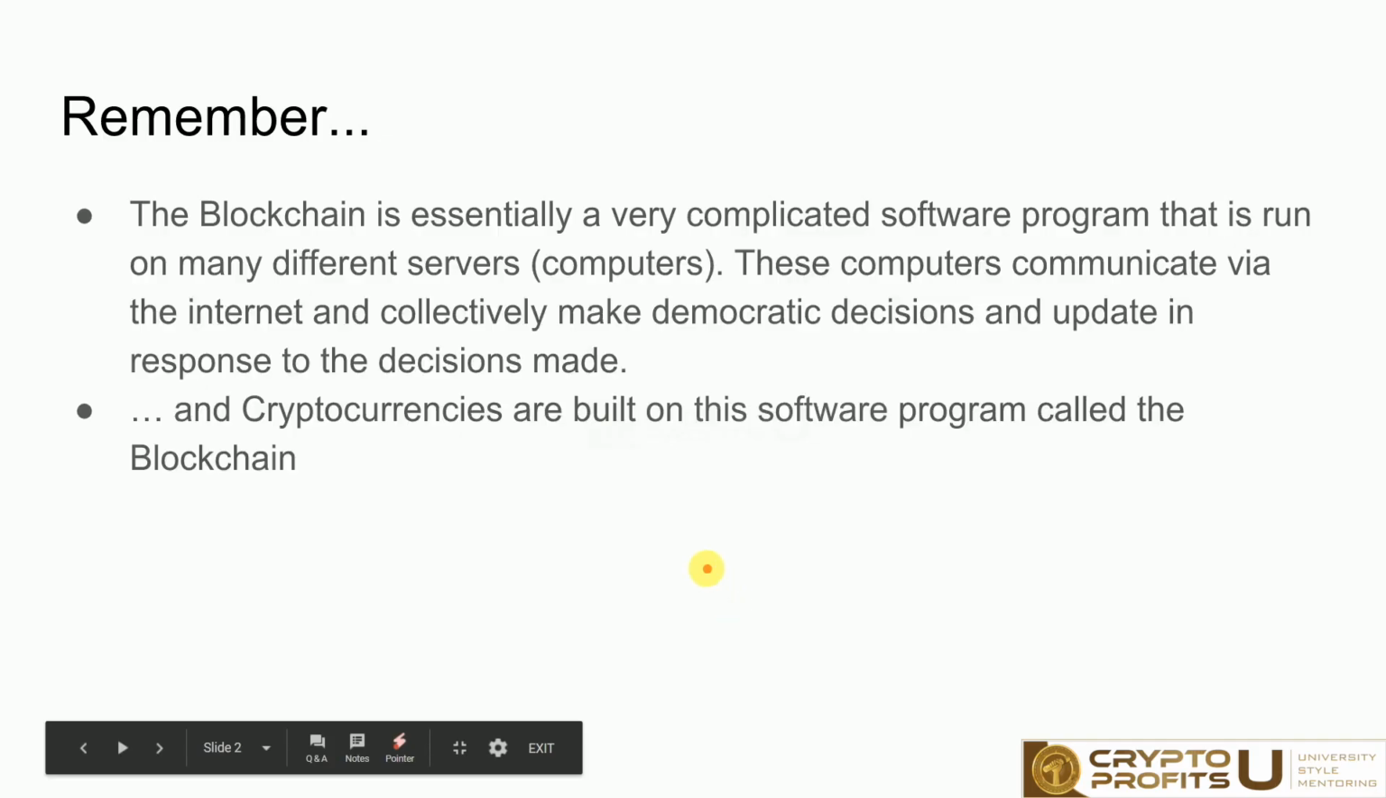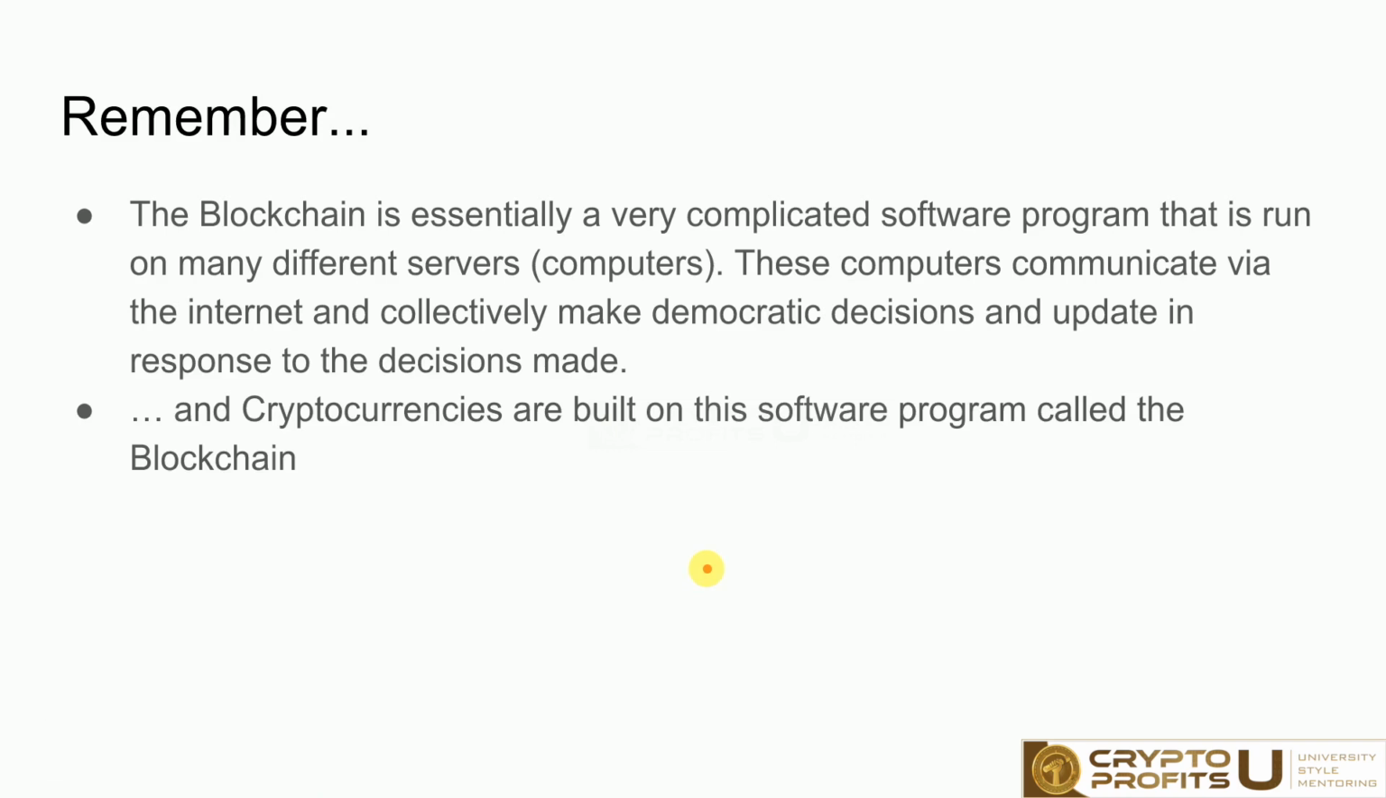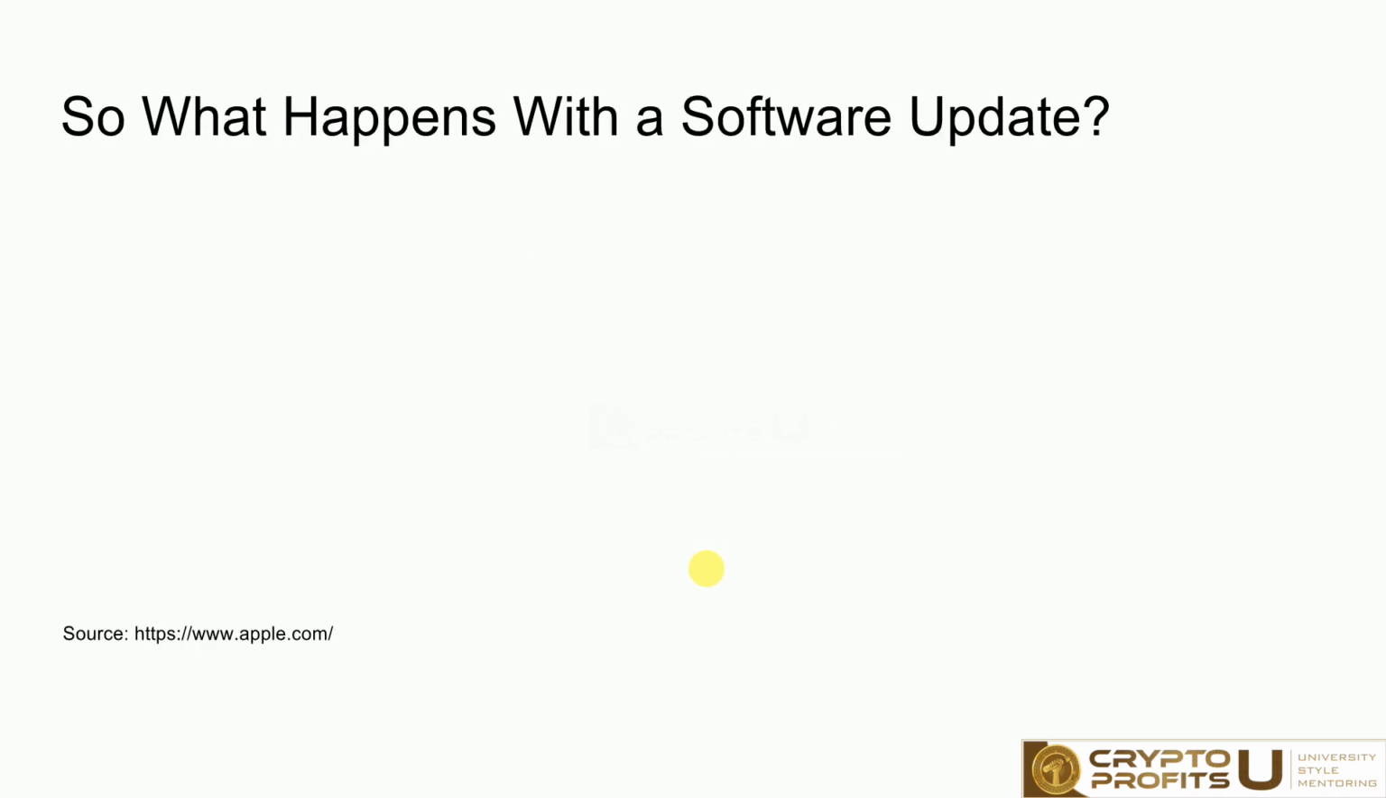All right, so first thing, remember this. The blockchain is essentially a very complicated software program that is run on many different servers, which are just computers. And these computers, remember, communicate via the internet and collectively make democratic decisions and update in response to the decisions made. So it's just a whole bunch of computers making decisions together. And cryptocurrencies, remember, are built on this software program called the blockchain. So it's very important to remember that distinction. The blockchain is just a really big software program on a whole bunch of computers, nodes, servers, whatever you want to call them.